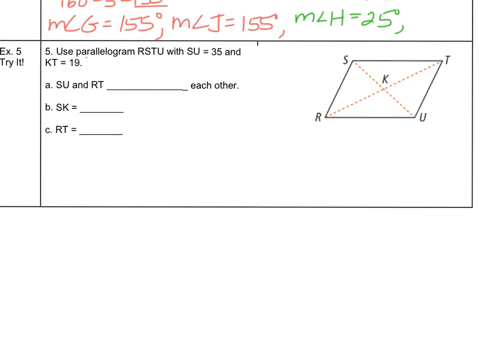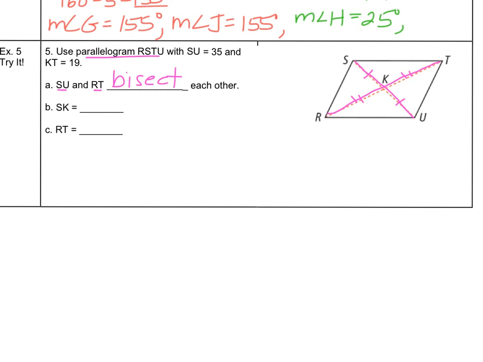Use parallelogram RSTU with SU equaling 35 and KT equaling 19. Let's first answer question A before we label the picture with those numbers. Segment SU and segment RT. Looking at the picture, SU is the diagonal on the left, and RT is the diagonal on the right. So top to bottom on each side. By definition, in a parallelogram, the two diagonals bisect each other. So that means SK and KU are going to be equivalent, and then RK and KT. They're going to be all equal to each other.